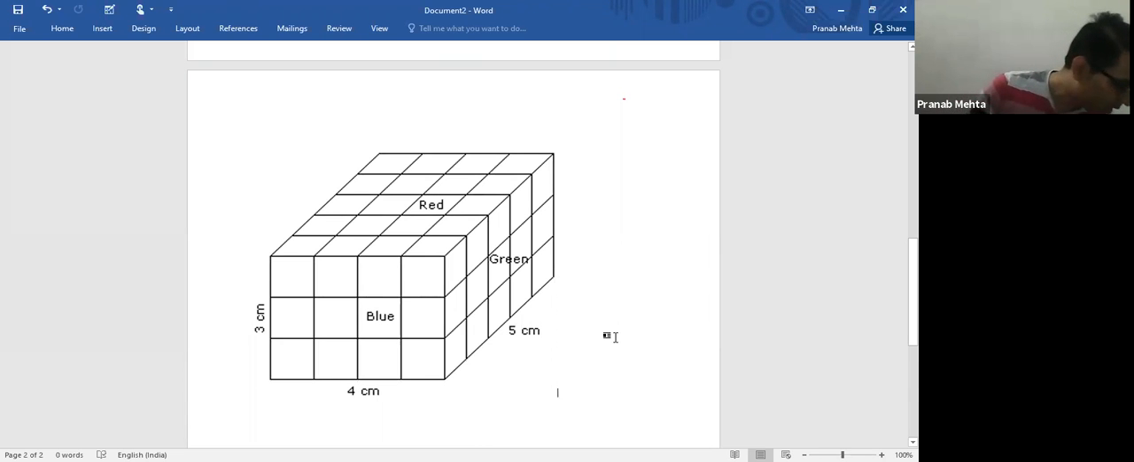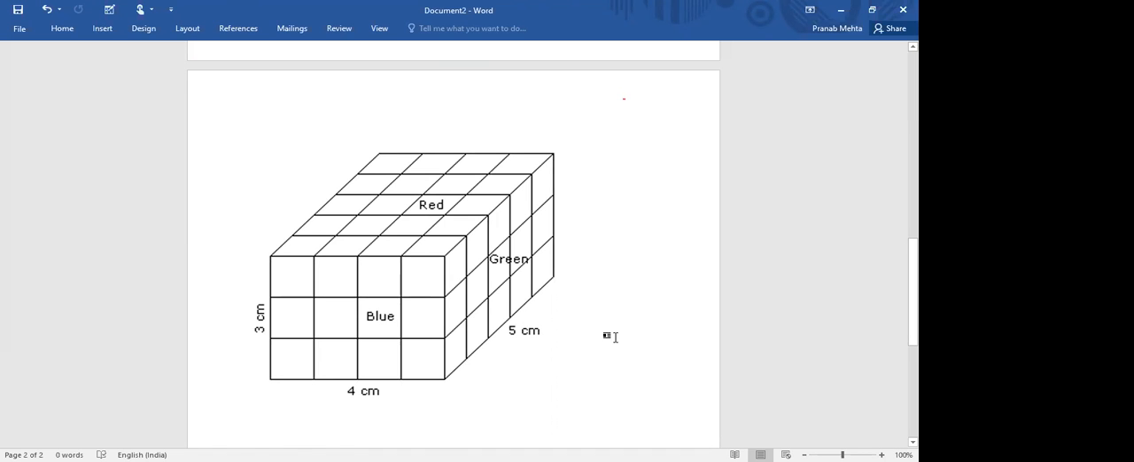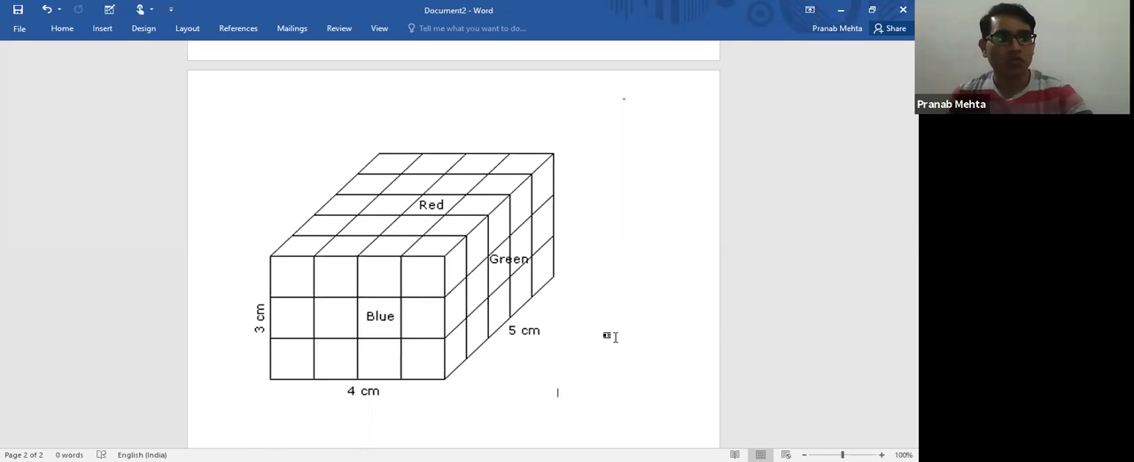For questions 11, 12, and 13, this is the diagram, which you can just make a note of. I'm not going to solve questions from this. Questions 11 to 15, you are going to do as homework. This is just a hint I'm giving you so that your life becomes easy.